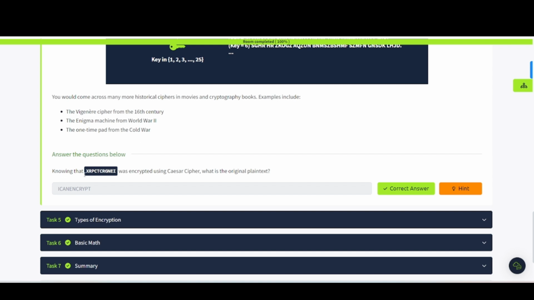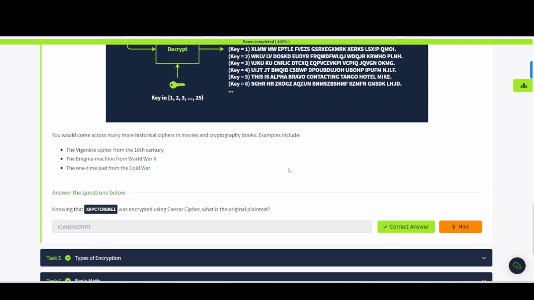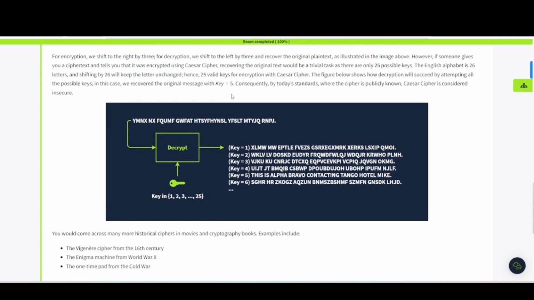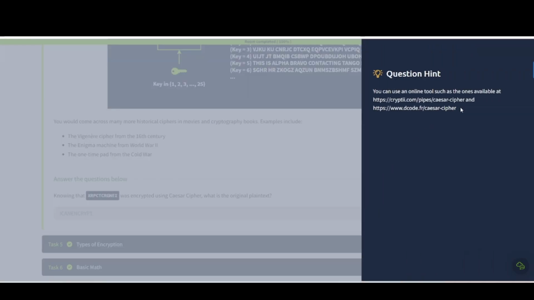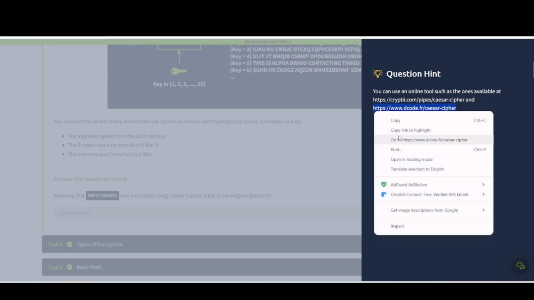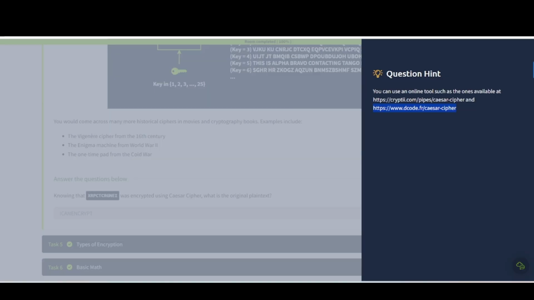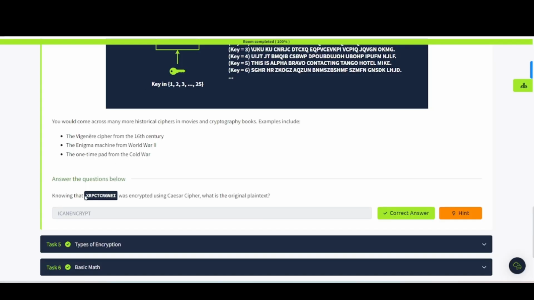Question time. Knowing that XRPCTCRGNEI was encrypted using Caesar cipher, what is the original text? Remember, you can use this information up here, or you can go to a website that will do it for you. So if you go ahead and click the hint here, it can take you to the site here, and let's just take a look at this one, see what it looks like.